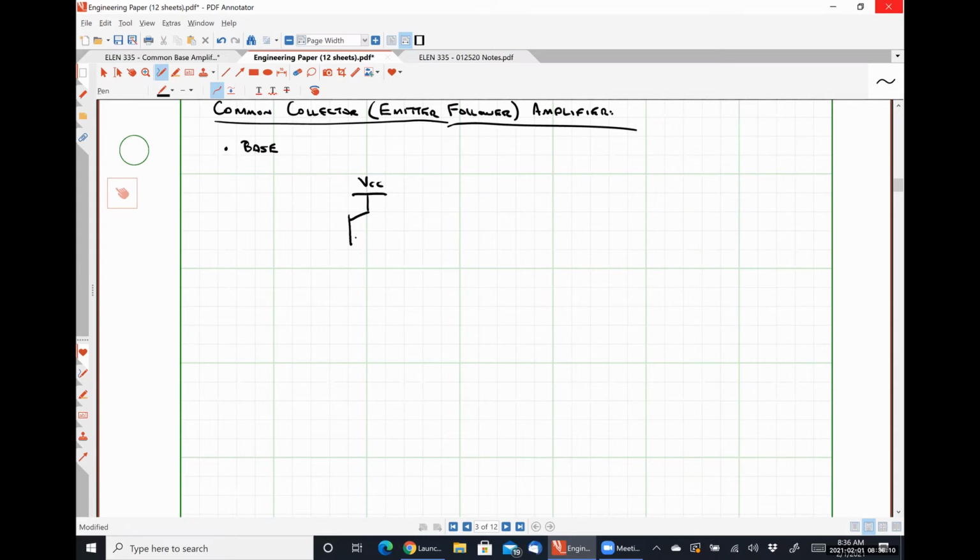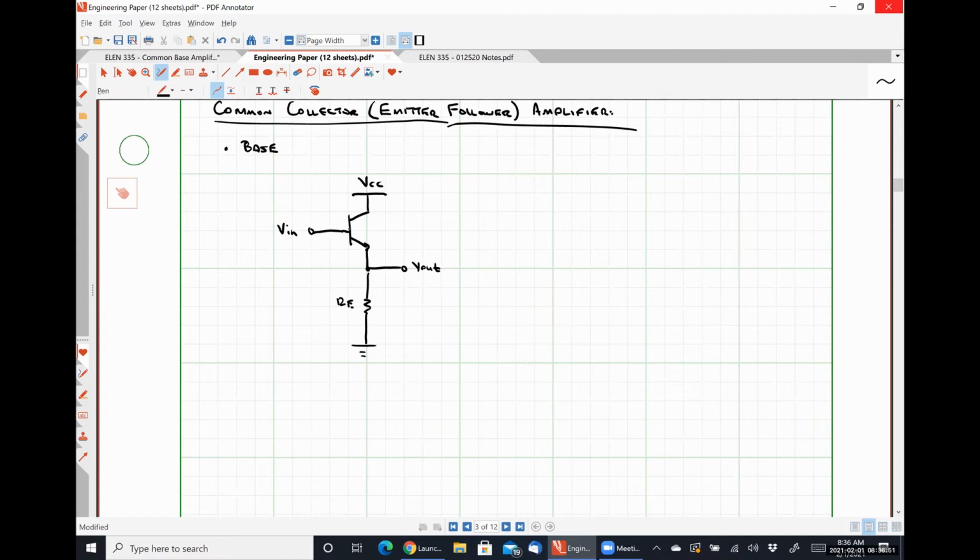We connect our collector directly to our power supply voltage. We take our output at our emitter terminal. Between the emitter terminal and ground, we have some resistance, RE. And then we are going to apply our input signal at our base. So this is our generic model for a common collector or emitter follower amplifier.